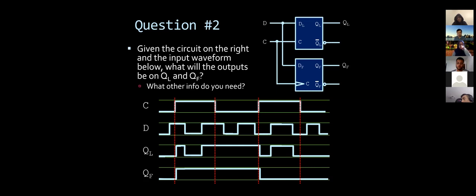QF is positive edge triggered. You're correct, Ivan. Yeah. So you see it's triggered, right? And here it's triggered with D being equal to 1, right? Okay.